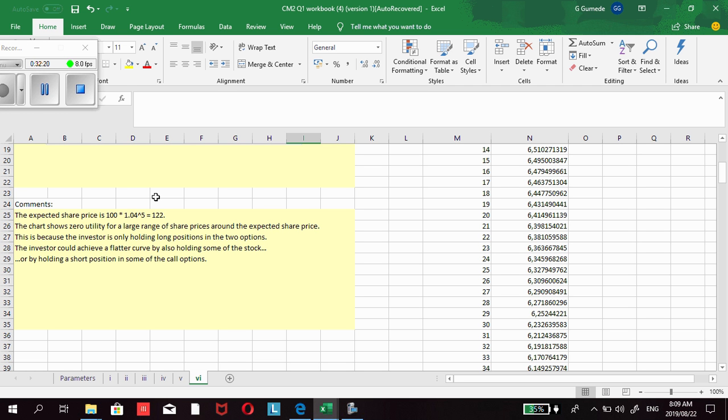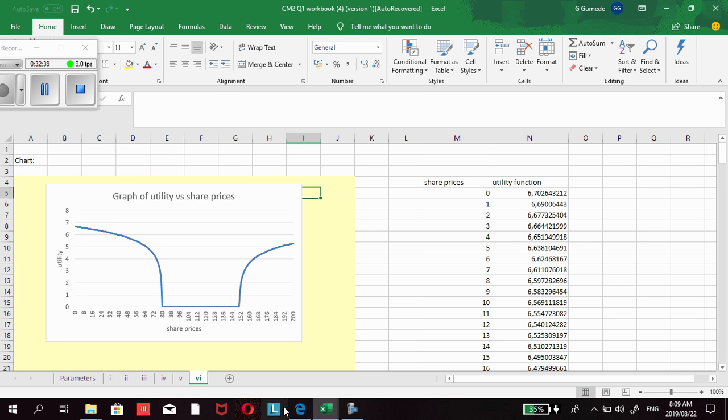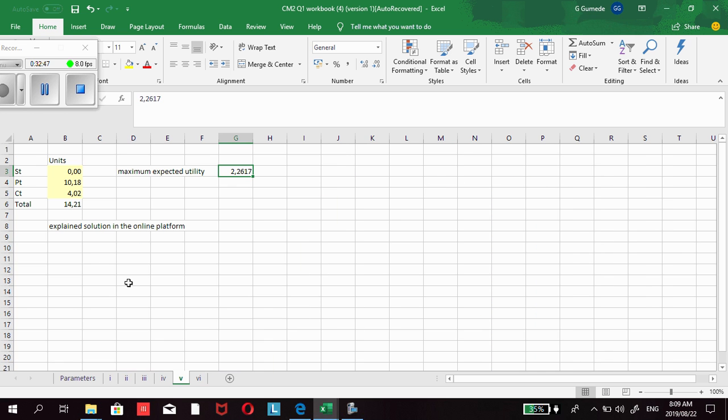Remember, they also asked how the investor could achieve a flatter curve. The investor could achieve a flatter curve by also holding some of the stock or by holding a short position in some of the call options. Okay, and there is your question done. You can see it's not a very demanding one. The earlier question, which I think was extremely demanding and required some advanced techniques, will be available in my online platform.